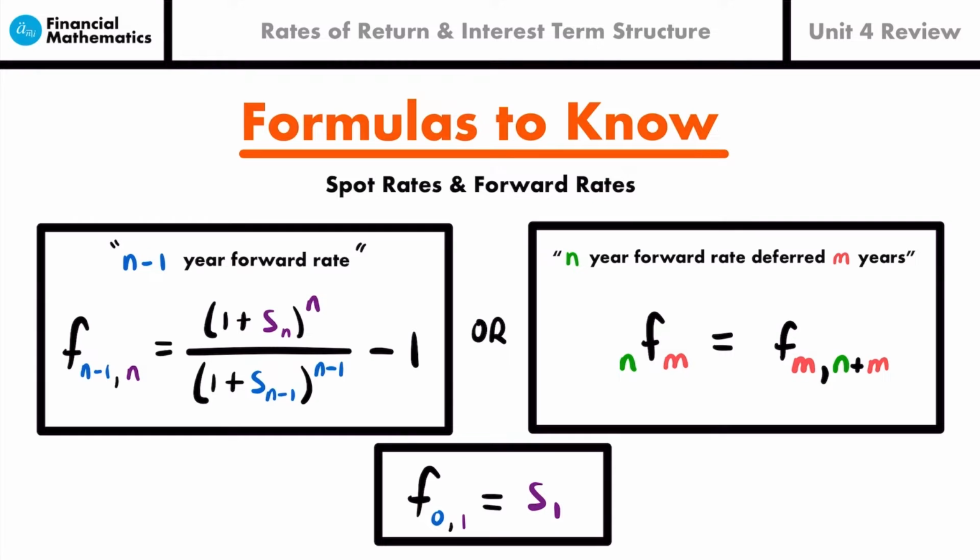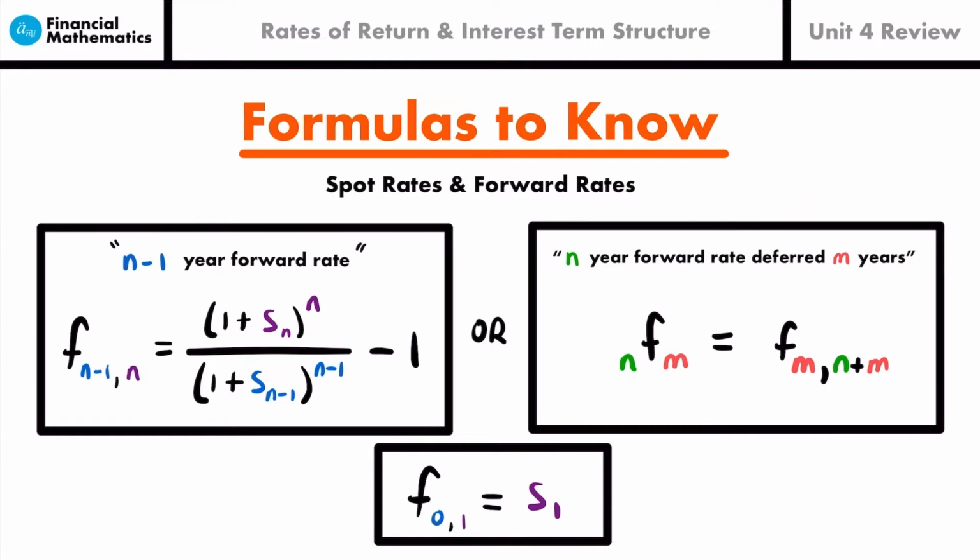I will show you a timeline in just a second to jog your memory on what forward rates and spot rates are, but before we do, real quick, a forward rate from year 0 to year 1, or a 1-year forward rate deferred 0 years, is the same as the spot rate for a 1-year term, or S sub 1. Okay, so just keep that in mind. This forward rate is equal to this spot rate.